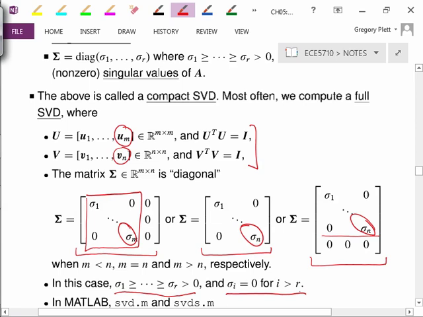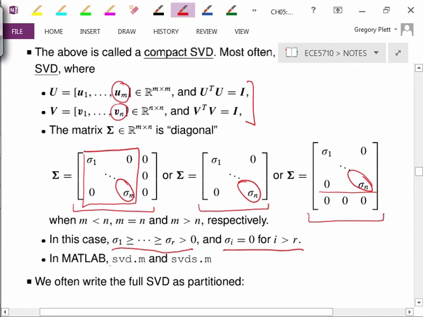The SVD that is computed by MATLAB is the full SVD, and it can be computed using the svd.m command. Or, as we'll see, there are times when we need to compute only a portion of the SVD, so svds will compute only that portion, saving some computation.